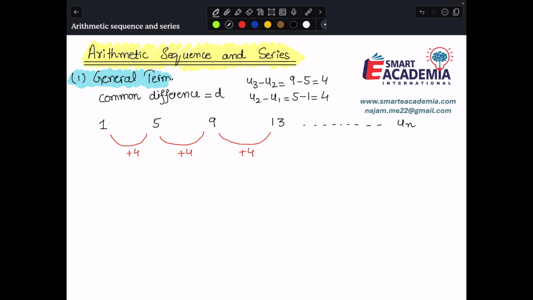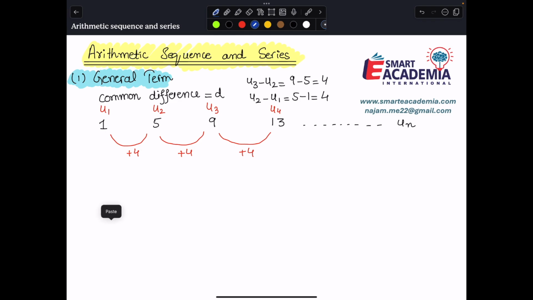Please note that for the terminology of the terms, we are going to use u. So u1 means the first term, u2 means the second term, u3 means the third term, u4 the fourth term, and so on and so forth. Now I would like to write these terms in a different way. The reason is we want to get towards the general term of the arithmetic series.